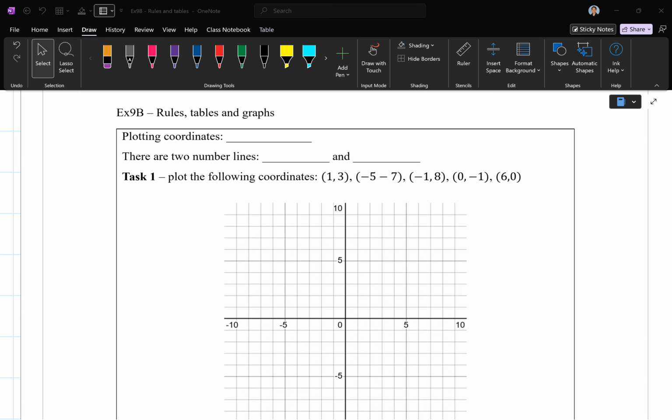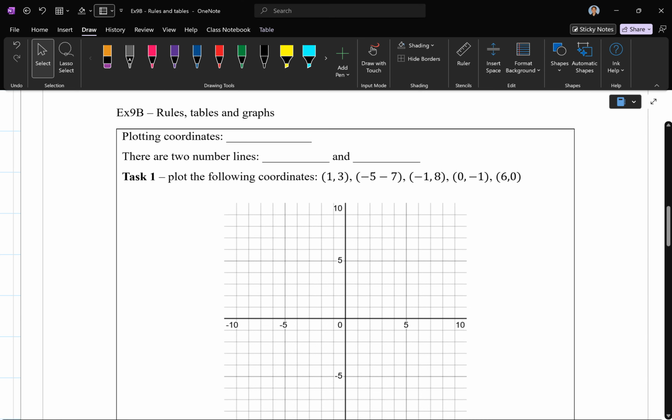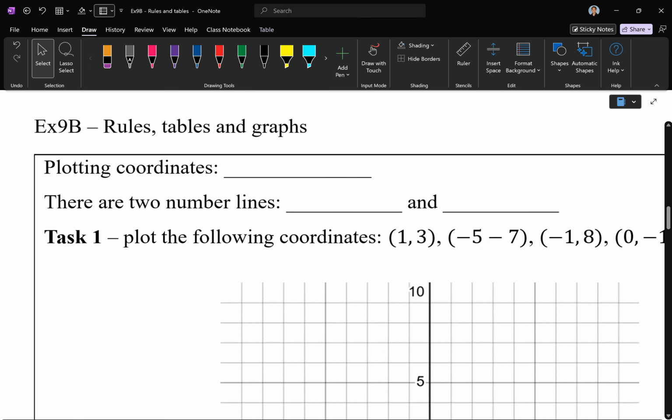So grab out a pen or pencil. Let's revise some things that we know about coordinates. Here we go. Plotting coordinates. Write this down. Coordinates.